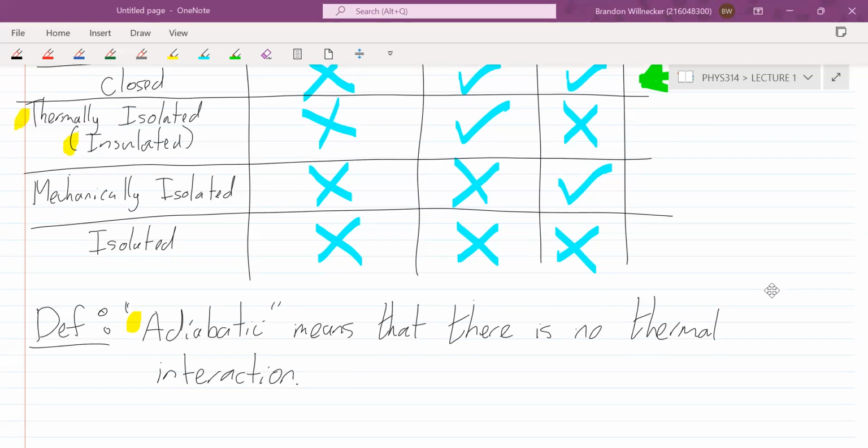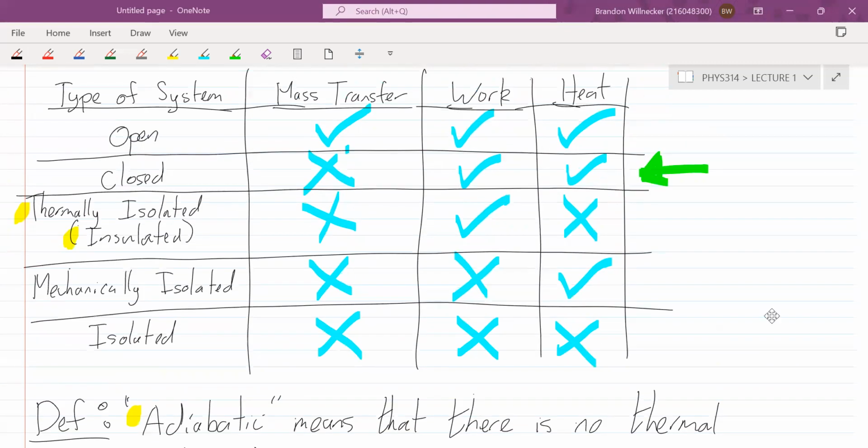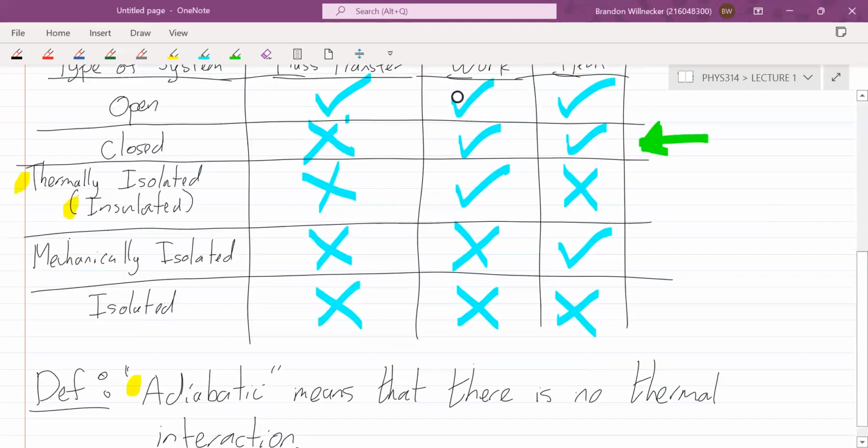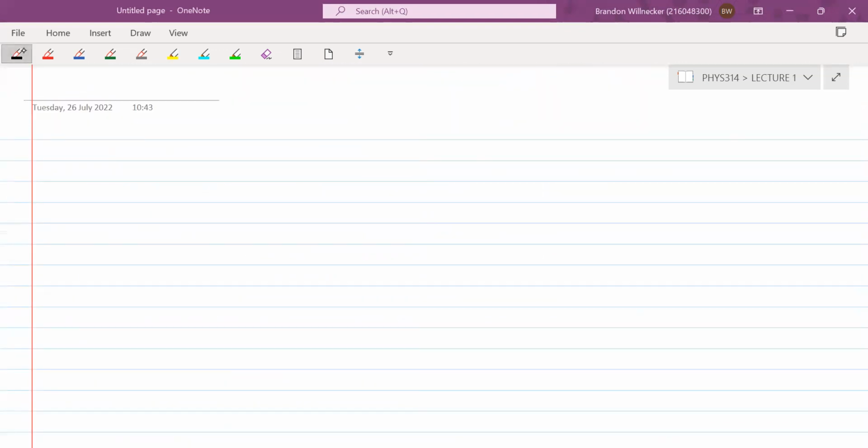Okay, any questions so far? Okay, so not too bad. So we know what a thermodynamic system is, and we know how to classify one if I give you a system. Let's look at the next chapter or subchapter, thermodynamic variables.